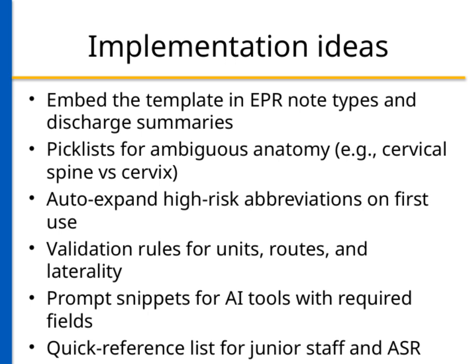Validation rules for units, roots, and laterality are crucial. They help ensure that the data entered is consistent and accurate across different entries. We can include prompt snippets for AI tools, highlighting the required fields to guide users effectively. And to support our junior staff and ASR users, having a quick reference list can be a real lifesaver, providing instant guidance and reducing unnecessary delays.